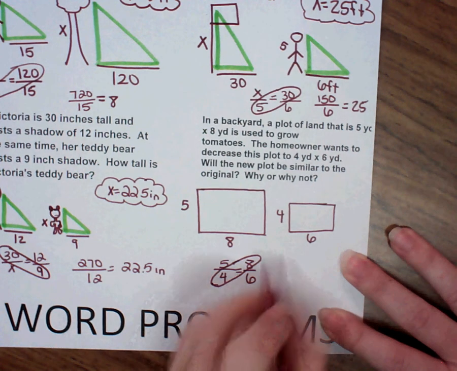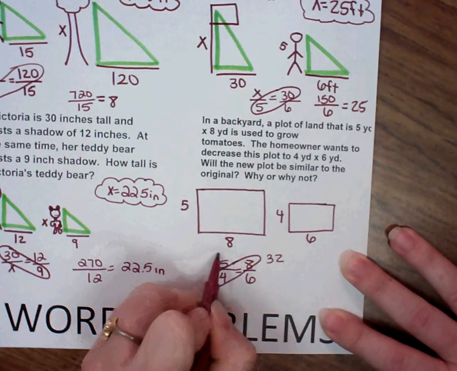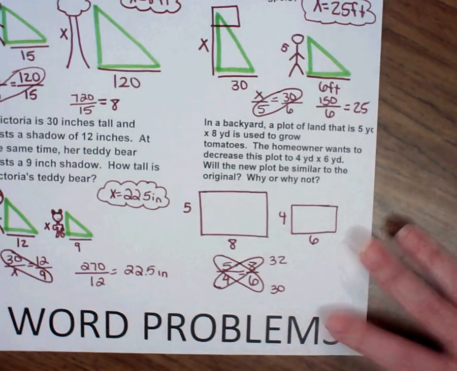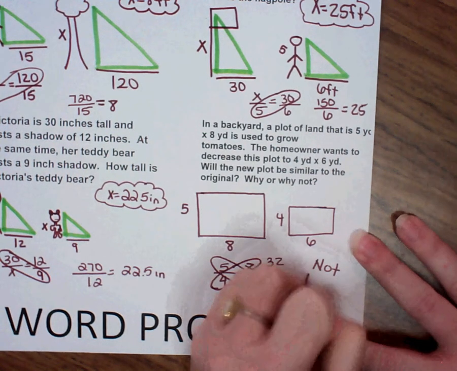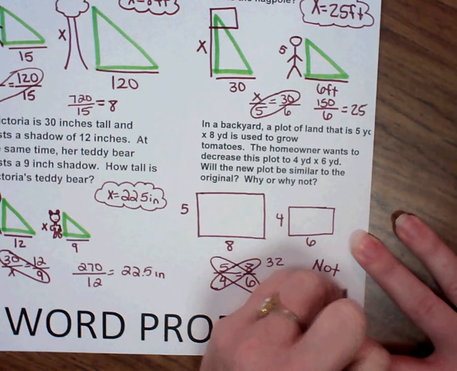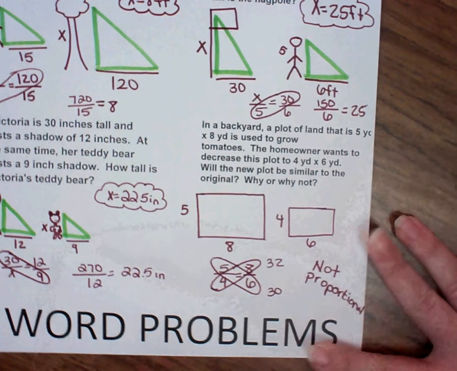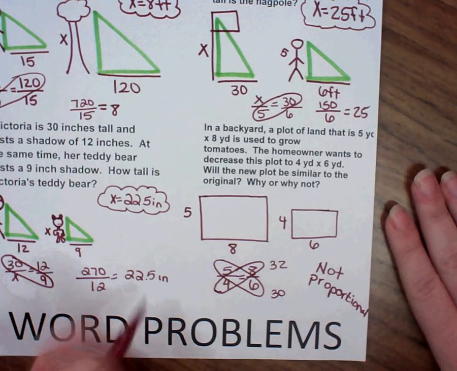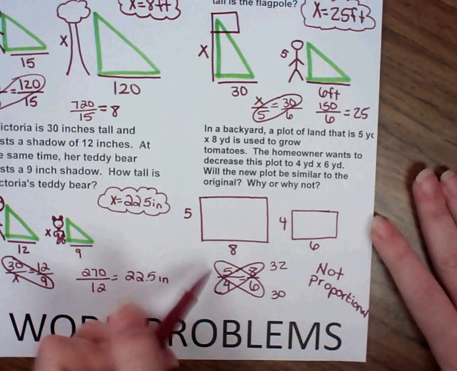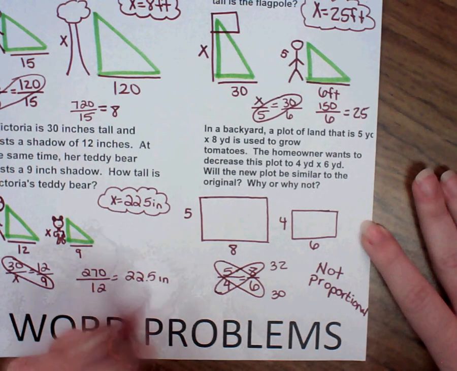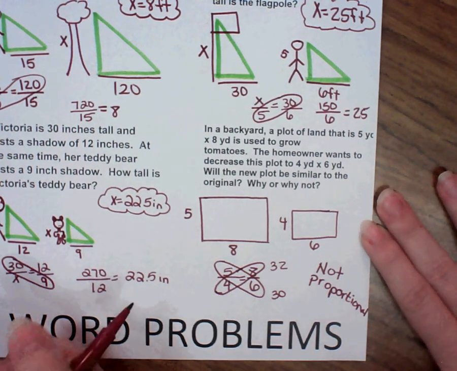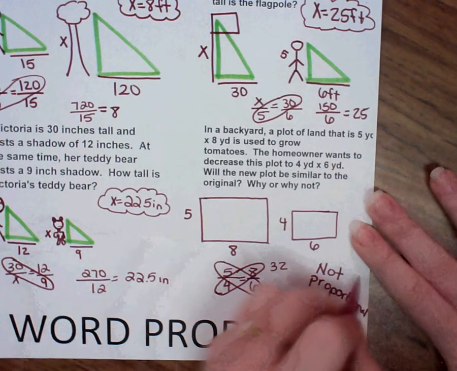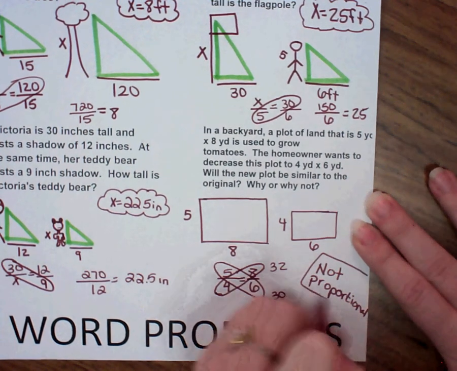So 4 times 8 gives me 32. 5 times 6 gives me 30. They are not the same, so they're not proportional. We can also simplify 8/6 to 4/3, which is not the same as 5/4. Okay, so they are not equivalent, which means they're not proportional.